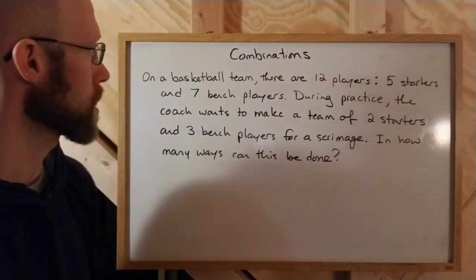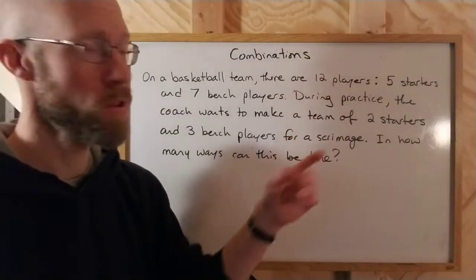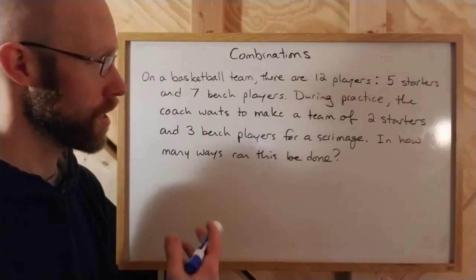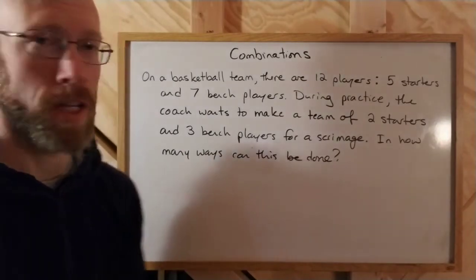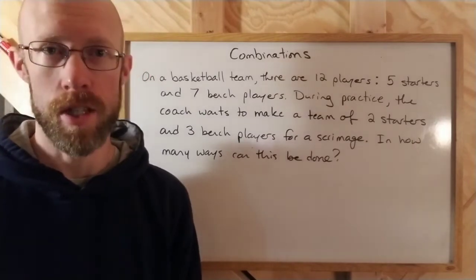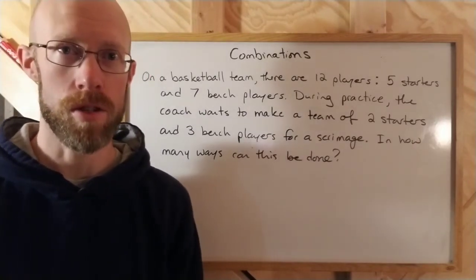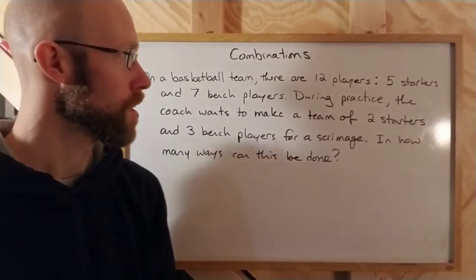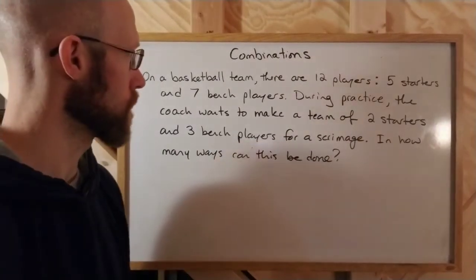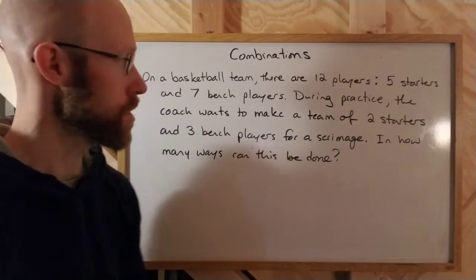So, on a basketball team, there are 12 players. This is pretty common actually for a basketball team, and five starters and seven bench players. So, five players play on the court at a time. Consider your five best players as your starters, typically, or at least the best player at each position, and then your seven players coming off the bench.